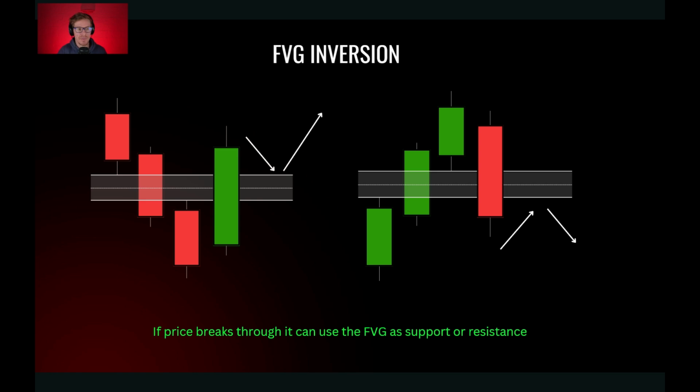Fair value gap inversion is when we can see price comes down, creates a fair value gap, and then it breaks through the fair value gap, inverting it, which means it's going to use it more as a support. In this example, price goes up, creates the fair value gap, and then breaks through it, which means it's going to use it more as a resistance. So when we get fair value gap inversion, it just means it's not respecting the fair value gap for a reversal and is breaking through for more of a continuation.